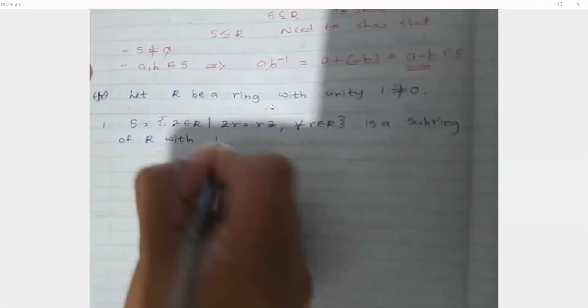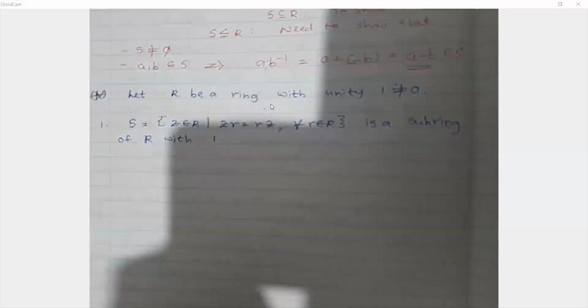Okay, problem 1. Let's define S to be the set containing all z in R such that zr is equal to rz for every r in R. So even though I have not stated it as a problem, what we are going to do is show that S is a subring of R with unity, with 1.